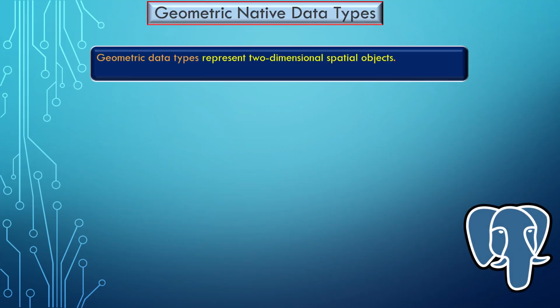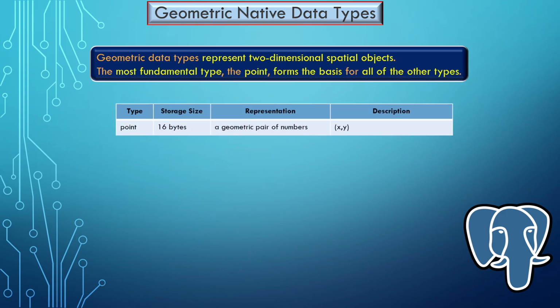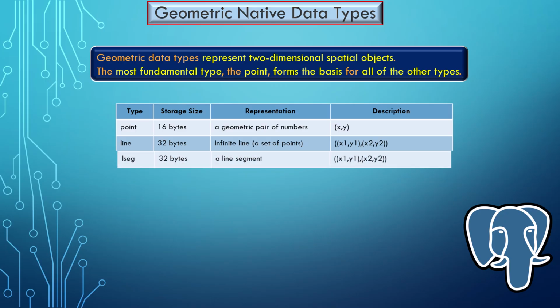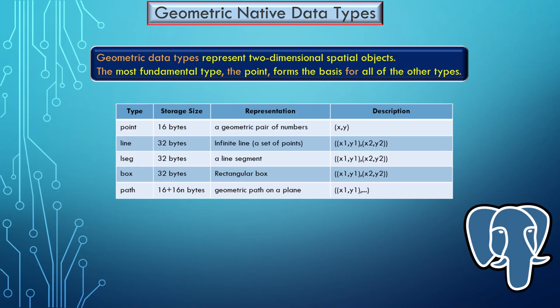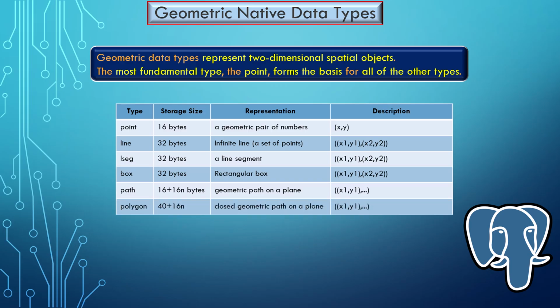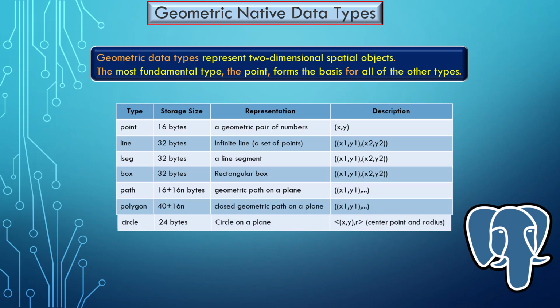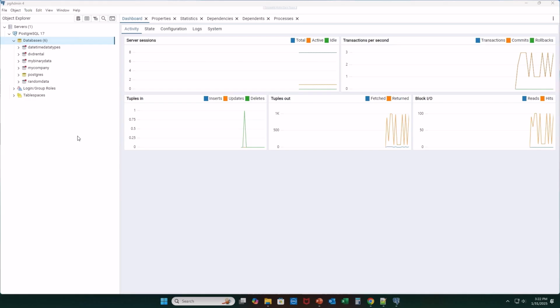Geometric data types represent two-dimensional spatial objects. The most fundamental type, the point, forms the basis for all of the other types. Other geometric types are infinite line, line segment, rectangular box, geometric path on a plane, a polygon or closed geometric path on a plane, and a circle. For this example of geometric data types, we will use pgAdmin.